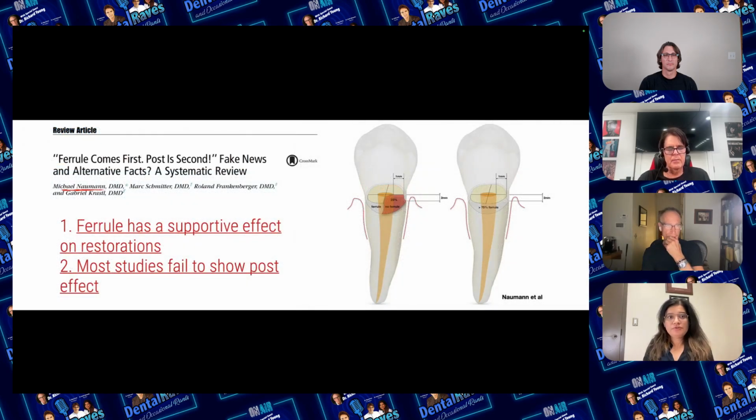And then what comes first? Ferrule comes first, post is second. Is this true? This is a very nice paper that talks about how to analyze whether my ferrule is important or my post and core is important. Ferrule has a supportive effect on restorations, and most studies fail to show the post effect. So between ferrule and a post, ferrule always wins.